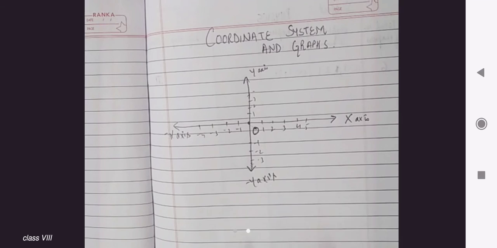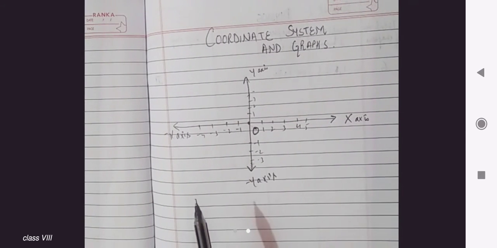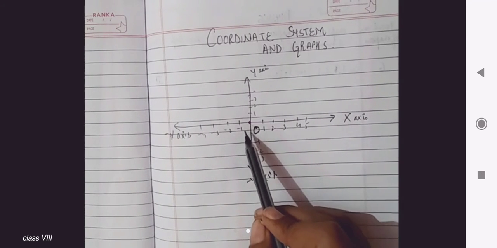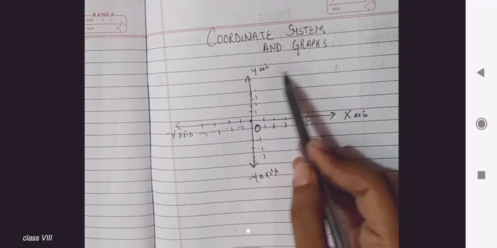Now, these horizontal and vertical lines are known as coordinate axes, and they intersect at one point, that is known as the origin. The plane containing both the lines is known as the Cartesian coordinate plane.